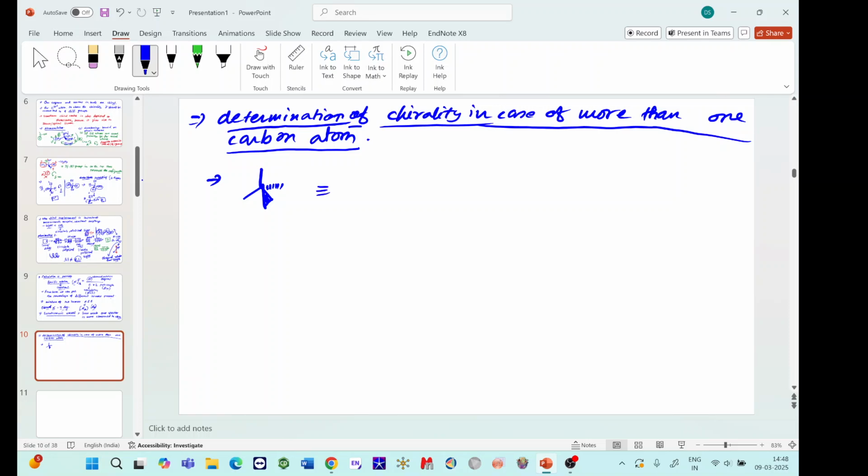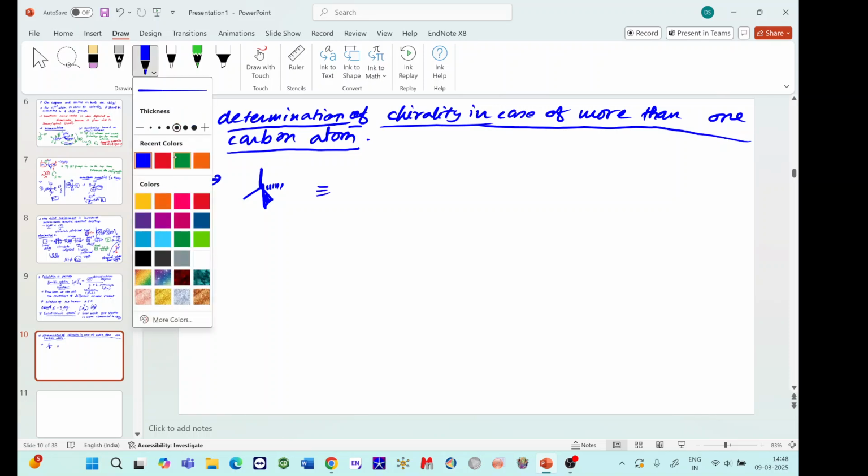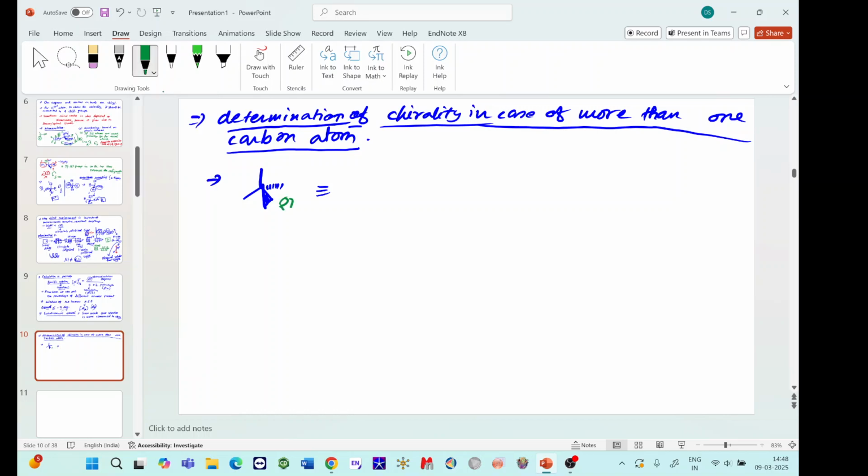Okay, and this you can represent as, so if you look from here, you can visualize it as two carbon that is on the top. I will mark it 1, 2, 3 and 4. This is 1, this is 2, and this will be 3, this will be 4. You can relate this like I am seeing from this position. 1 will be on the left, 2 will be on the right, 3 and 4.